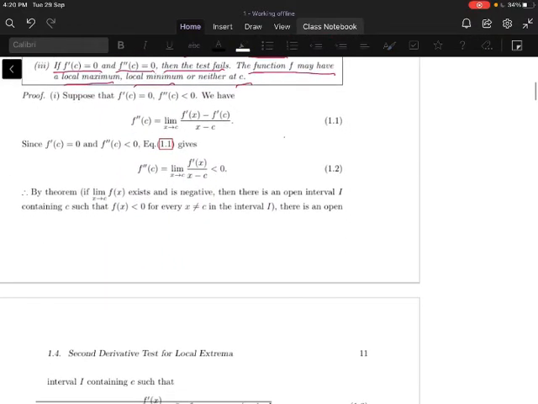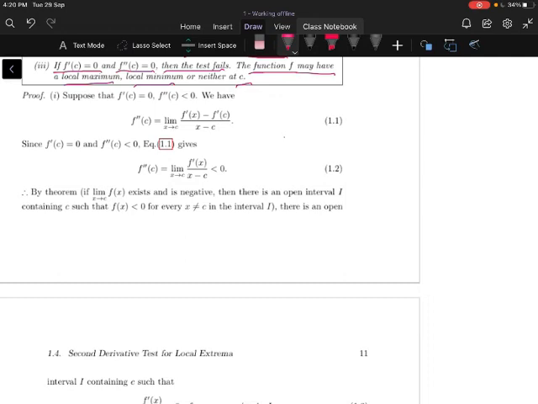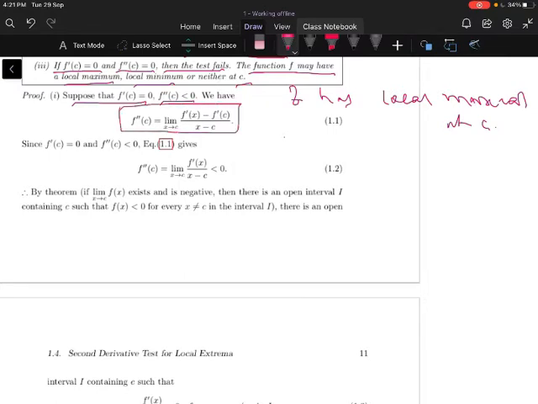So you have to prove these things. Let us move to the proof of the first part now. Suppose f dash of c is equal to 0 and f double dash of c is negative, and you have to prove that the function f has a local maximum value at c. Now let us use the definition of the derivative. Writing the definition of differentiation, f dash of c is the limit as x tends to c of f of x minus f of c by x minus c.